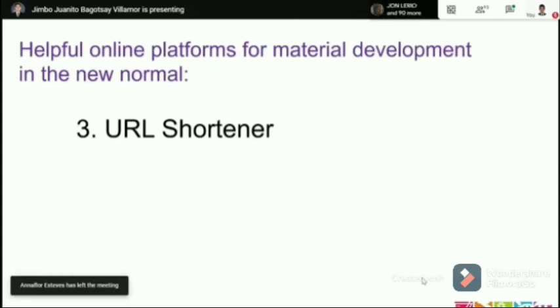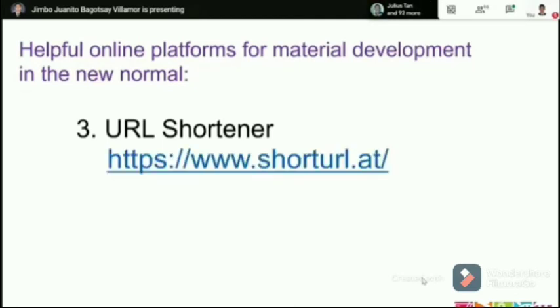And aside from that, we have a URL shortener. Earlier, I showed you the pyramid in the cognitive domain of Bloom's taxonomy, if you can still remember it in the previous slides. There is a source I put, but the original source is too long, and if I put that one, it might not be good to look at, no? So I am using a URL shortener, and we can access it at www.shorturl.at. We can make use of this to shorten our URL.